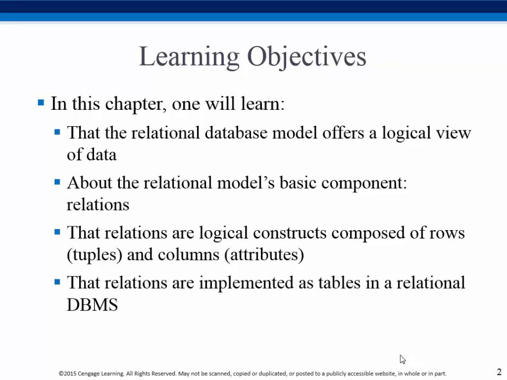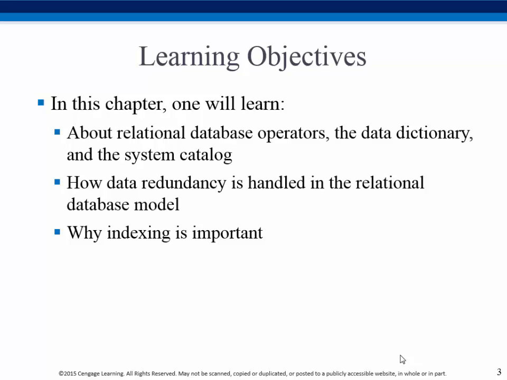In Access, they're called fields and records. Your fields equate to attributes, and your records are your rows or your tuples. That relations are implemented as tables in a relational DBMS. You'll learn about relational database operators, the data dictionary, and the system catalog, how data redundancy is handled in the relational database model, and why indexing is important.